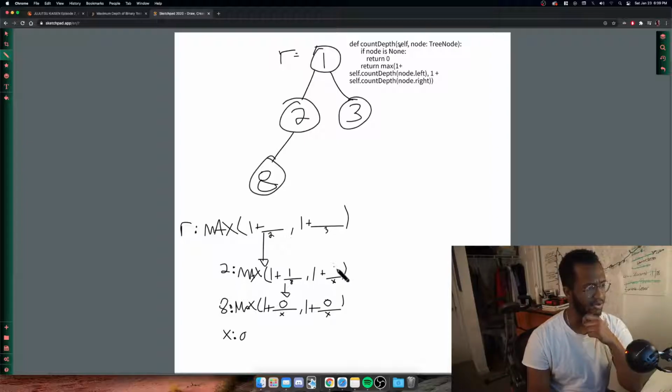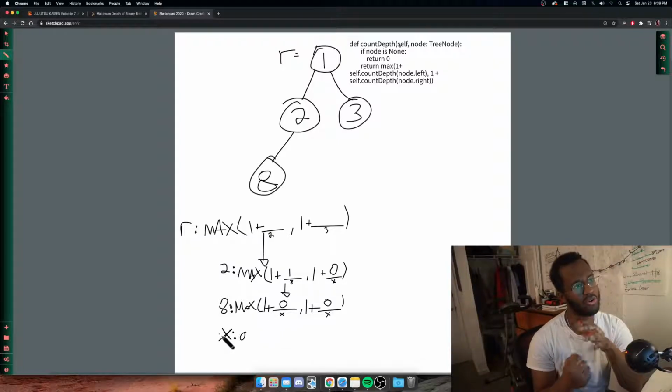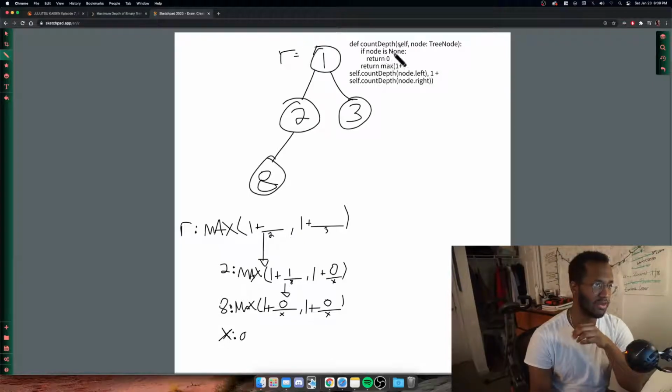Now you have to evaluate the right-hand side of 2. We said the right subtree of 2 is none or null, so it's going to return 0. We said it before: if we call countDepth with a null or none node, we're going to return 0, as we can see up here. So whenever we call it with none, it's going to be 0. So which is bigger, 1 plus 1 or 1 plus 0? Well, 2 is, so you return 2, and that shoots back up here.